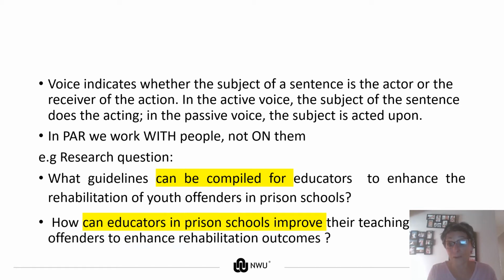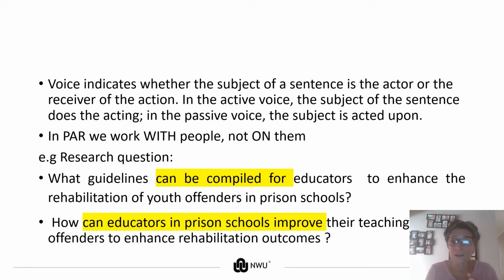One example from a recent study that I had a look at was, what guidelines can be compiled for educators to enhance the rehabilitation of youth offenders in prison schools? It's quite easy to understand, but you see, if you switch it around to the action research philosophy, the whole sense changes. How can educators in prison schools improve their teaching of offenders to enhance rehabilitation outcomes? You see the difference there. The guidelines are being compiled for educators by the researcher, no doubt. In the second one, the educators in the prison schools are working to improve their own teaching of offenders so as to enhance the rehabilitation of the offender.